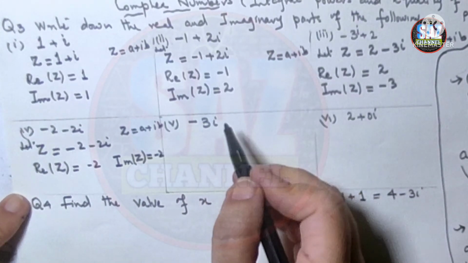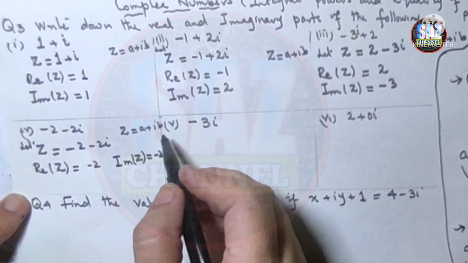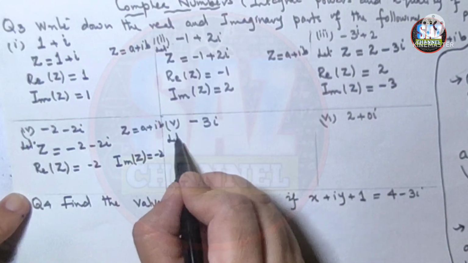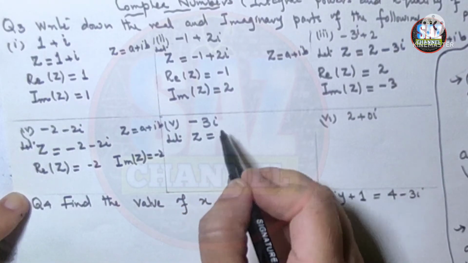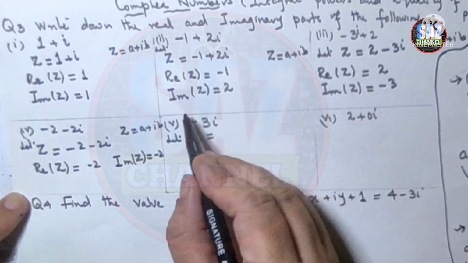And now moving to the next part, that is minus 3 iota. So what we are going to do, this is not in the standard form, so we can write it out. What part of this complex number is missing, students?